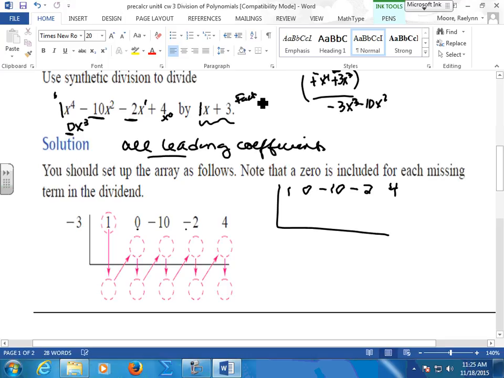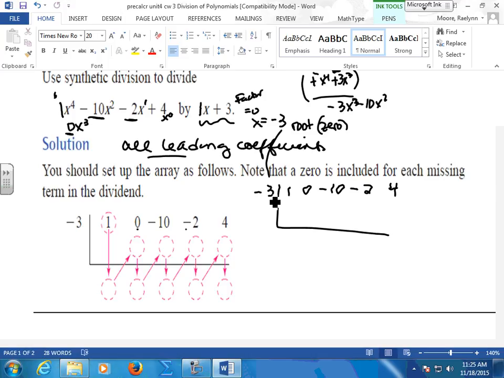I want to set my factor equal to 0 so I can find my root or my 0. That's what I divide by. That's how they set it up. Now it's set up for you. So we're gonna work this through. Everybody see where that came from first?